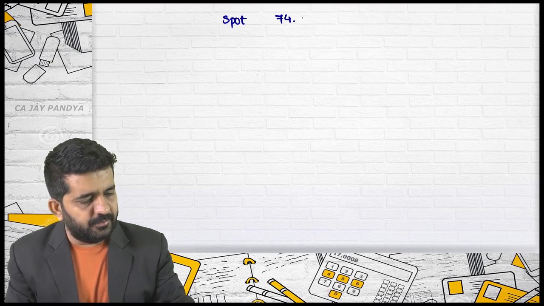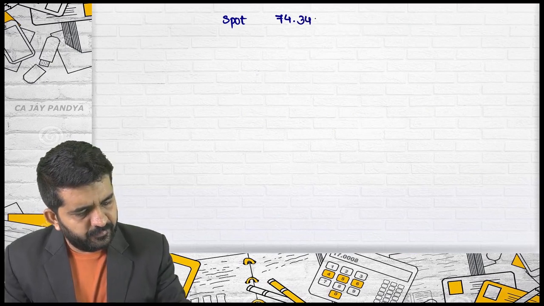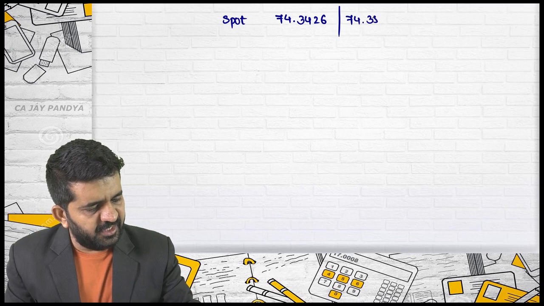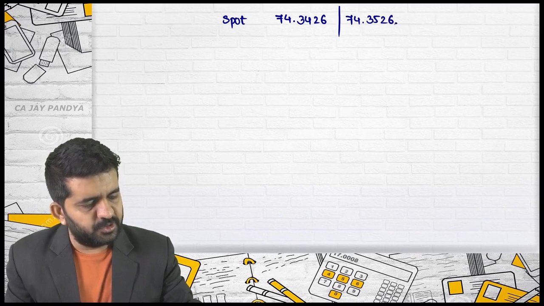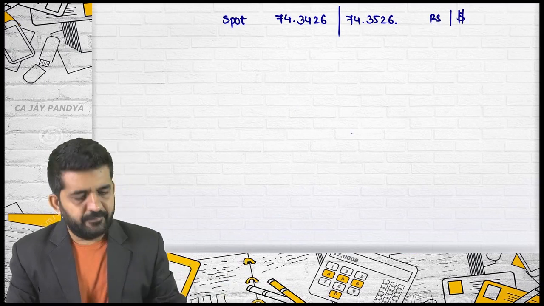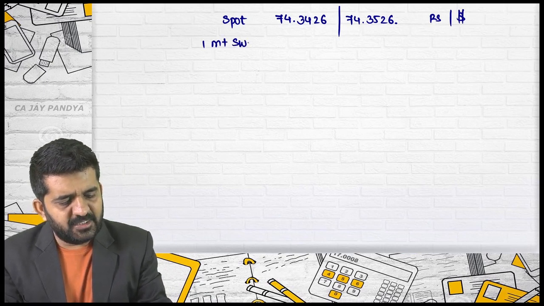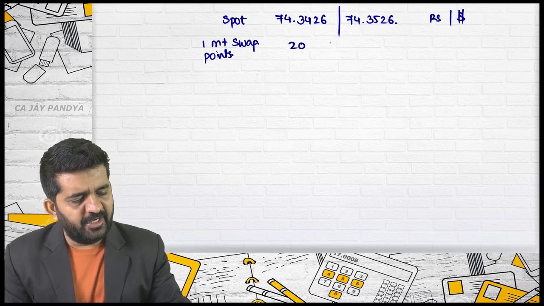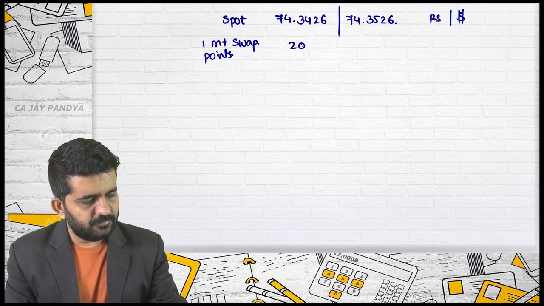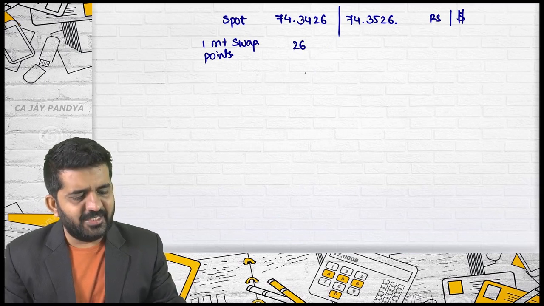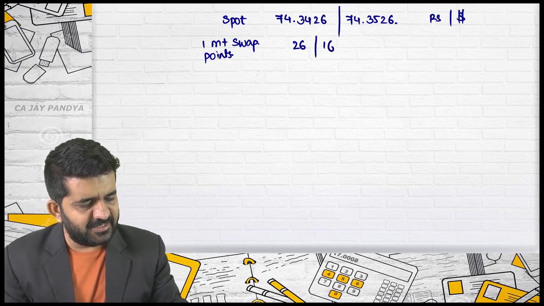Spot rate of rupees per dollar is 74.3426 slash 74.3526. That's it all. This is bid and ask rate for rupees per dollar. 1 month swap points are again 20, let me take 26 and 16.